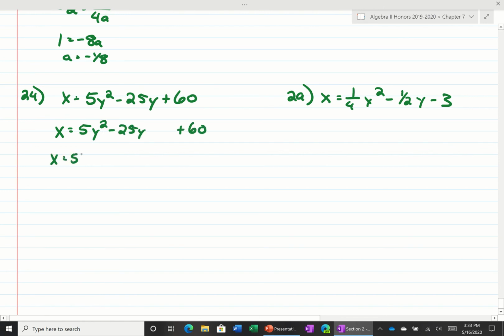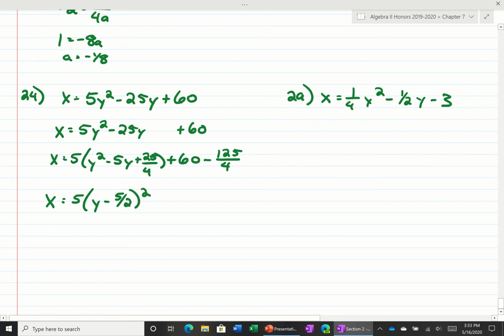So we could complete the square by separating the variables. We could take out a 5. You guys know fractions is my middle name. Half of 5 is 5 over 2. 5 over 2 squared is 25 over 4. So 25 over 4 times 5 is 125 over 4, and we're going to subtract that. So we get that x is equal to 5 times y minus 5/2 squared, and then 60 minus 125 over 4 is 115 over 4.